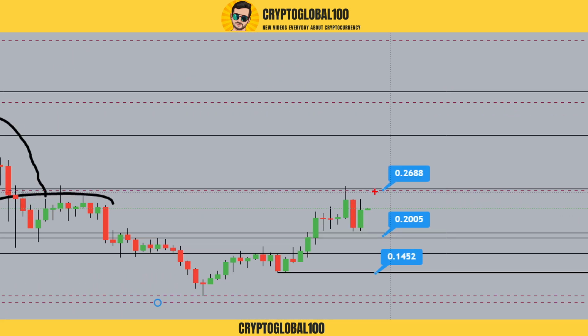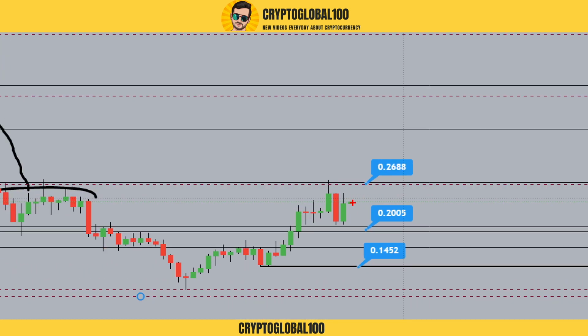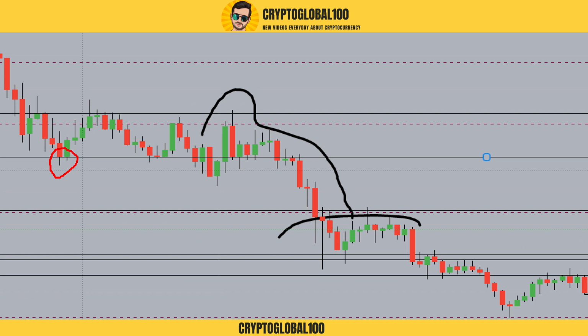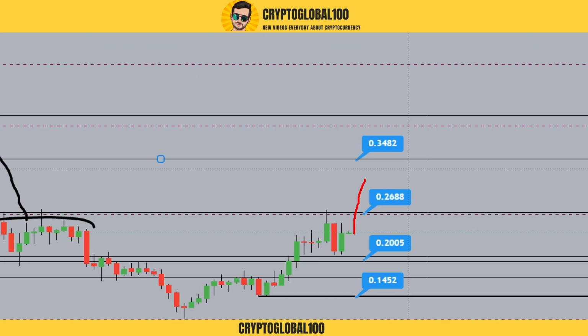But anyhow, as you can see, the new candle is just forming. It has to close above this zone in order for the price to break up. If it breaks above this level, then surely we are going for the 0.34 level. You can see here we have a lot of wicks, and around here too. So in the short term we can predict the price to go to the 0.34 area.